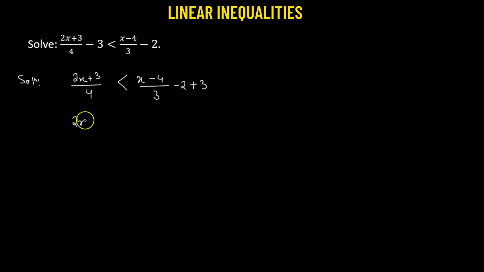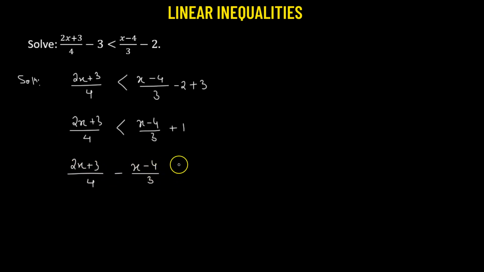Right, so that means we have (2x + 3)/4, which is less than (x - 4)/3 + 1. In the next step, we will transpose (x - 4)/3 from the right hand side to the left hand side. So we have (2x + 3)/4 - (x - 4)/3, and this is going to be less than 1.